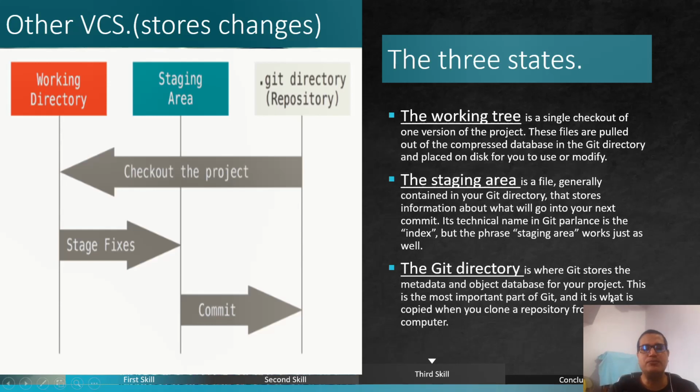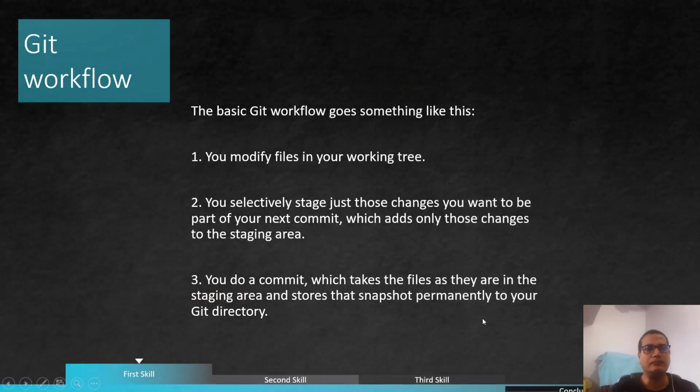This is the most important part of Git, and it is what is copied when you clone a repository from another computer. So when you clone a project, this is the Git directory which is created on your machine.